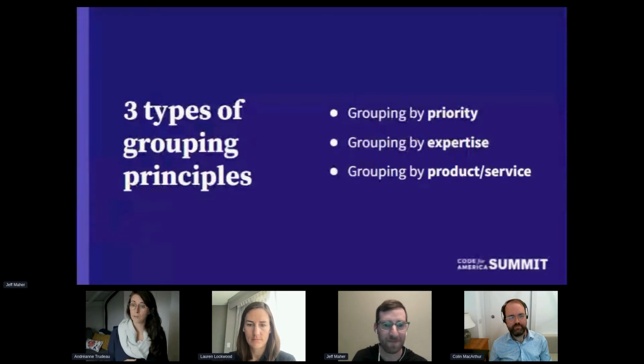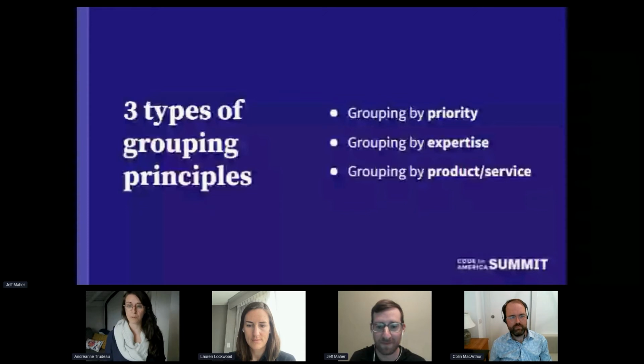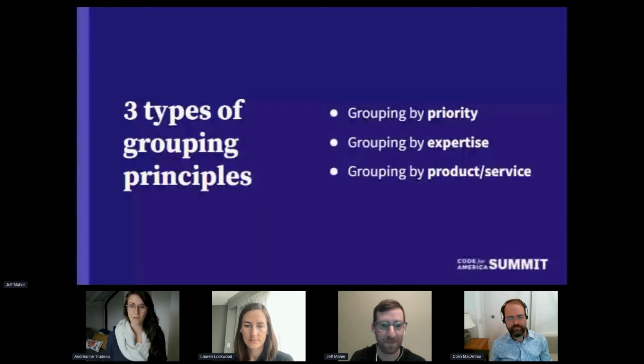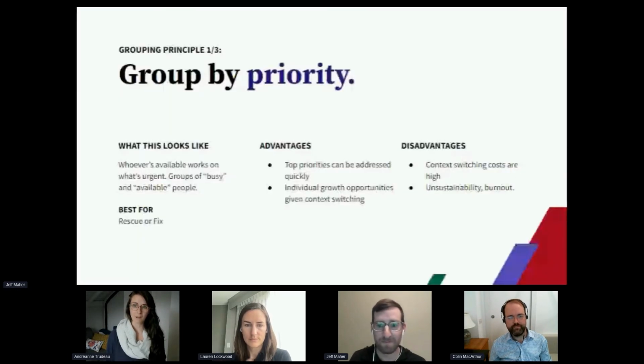It is worth noting, though, that these principles are not mutually exclusive, which means that your organization might be following more than one of those principles when assembling teams so that they can deliver on their mission. What we think is important here is to be clear on the dominant principle that is driving the people grouping in your organization. So grouping by priority is about assembling teams to work on what is urgent.